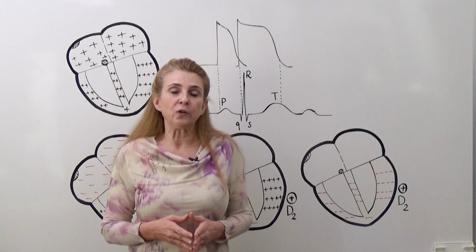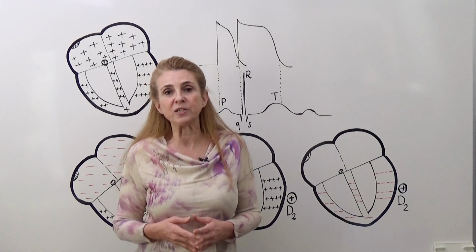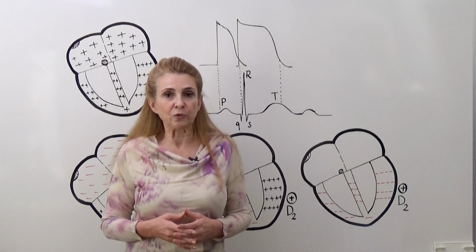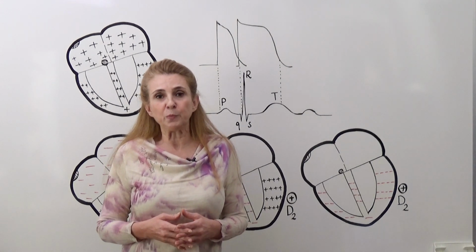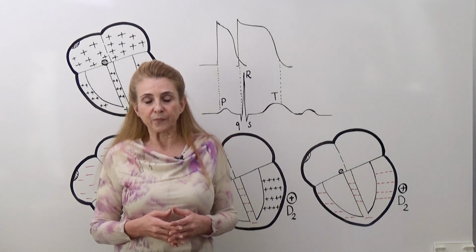If we want to record the electrical activity of the conducting system, the nodes or the Purkinje cells, we need to be closer to these structures. For this purpose, intracardiac electrodes can be used.